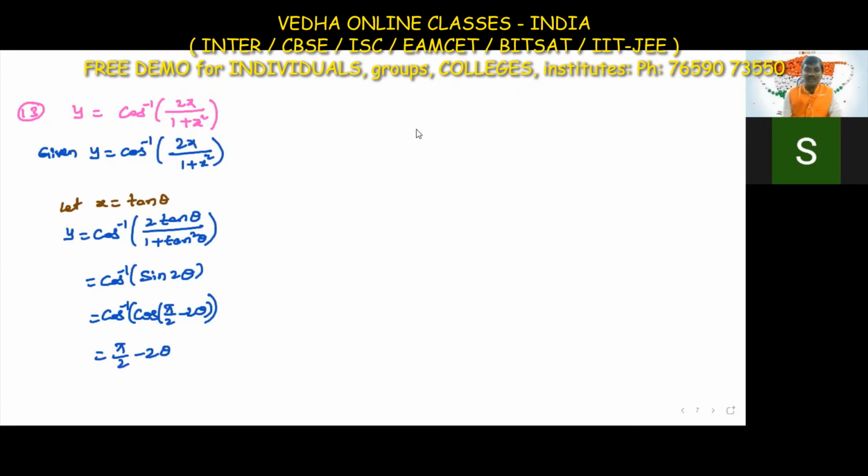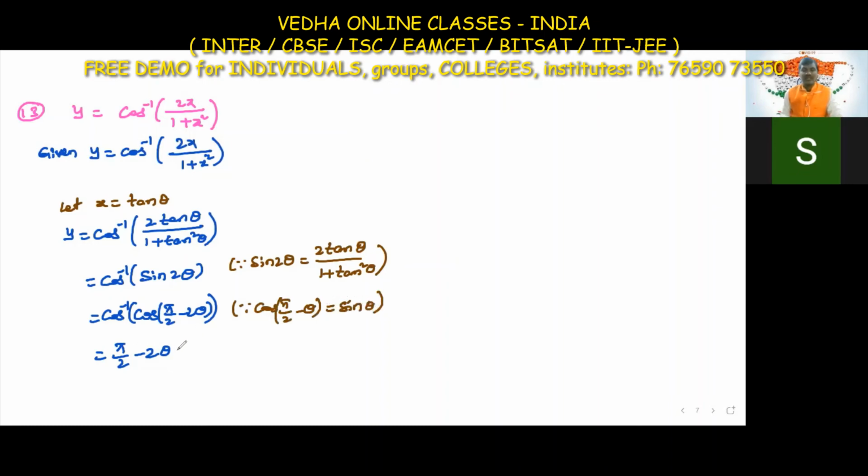So finally, what formula are we using here? One formula is sine 2 theta. What is the sine 2 theta formula? This is the sine 2 theta formula, 2 tan theta divided by 1 plus tan square theta. We applied this formula here. And here what we did, we applied sin theta is equal to cos 90 minus theta. Cos 90 minus theta, pi by 2 minus theta, is equal to sin theta.